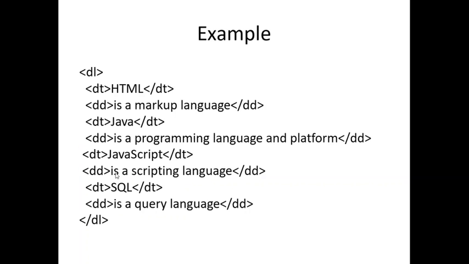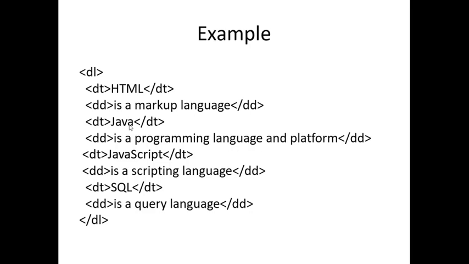For example, this is the basic syntax of writing the definition list. First we will open and close the DL tag. Inside it we will use the DT tag, and inside the DT tag we will add the question or the term which we want to describe or define. This is the HTML I wrote between the DT tag. This is the definition DD tag of the HTML.